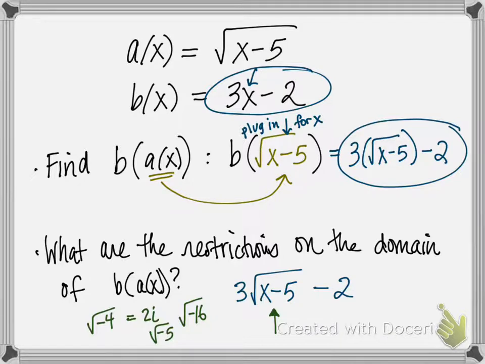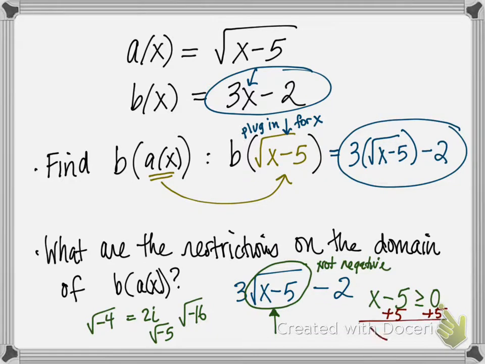So I need to make sure that this square root is not negative, because if it is, it's imaginary. So I need to make sure that x minus 5 is greater than or equal to 0, meaning not negative, right? So to solve this, I would add 5 to both sides. So the restriction is x has to be greater than or equal to 5, because if you choose a number less than 5, like for instance 4, if I plug in 4 here, that would be negative.